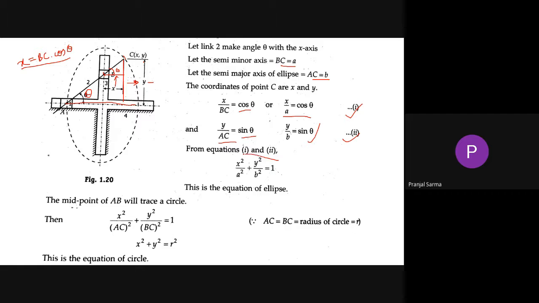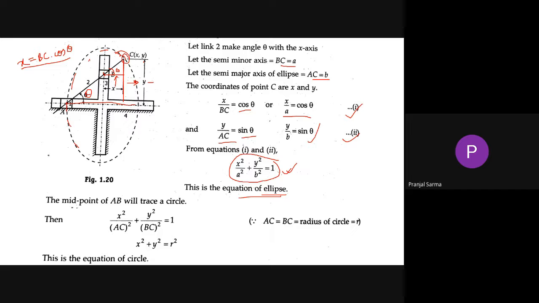If from these two equations you square and add them, you are going to get x square by a square plus y square by b square equal to 1, and that is nothing but the equation of an ellipse. That means this particular point is on an ellipse. So the locus is nothing but an ellipse. So this particular configuration is giving rise to an elliptical motion.